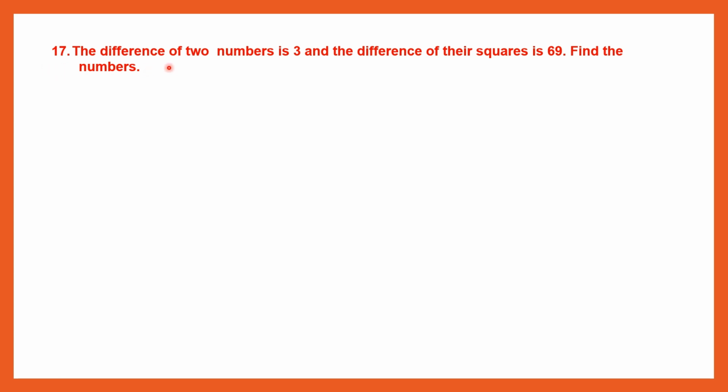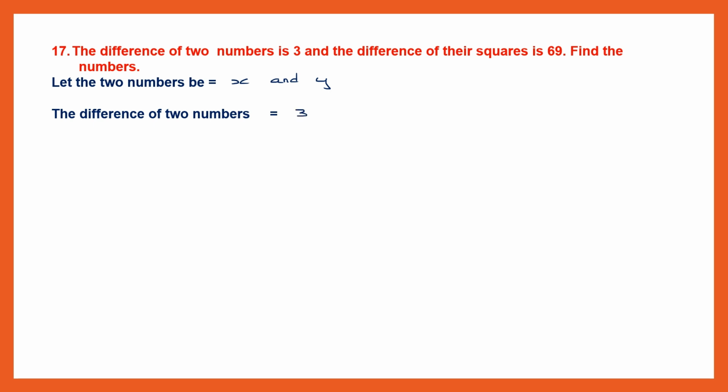Question 17. The difference of two numbers is 3 and the difference of their squares is 69. Find the numbers. So let's consider the two numbers to be x and y. They are two unknown numbers, so we need two different letters. Let the two numbers be x and y. We are told that the difference of the two numbers is 3. So let's make equation 1: x minus y is equal to 3.